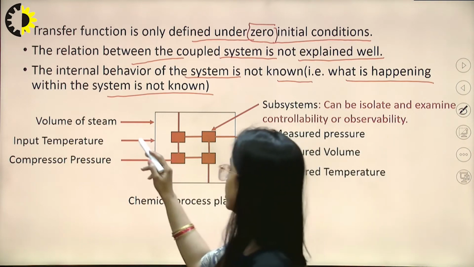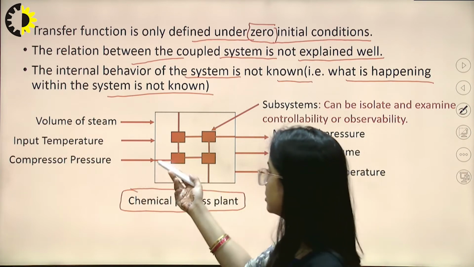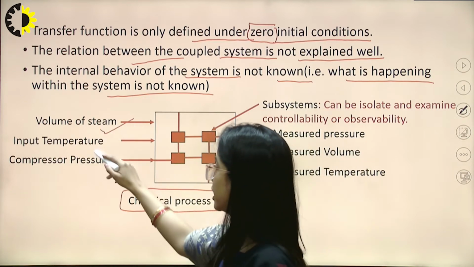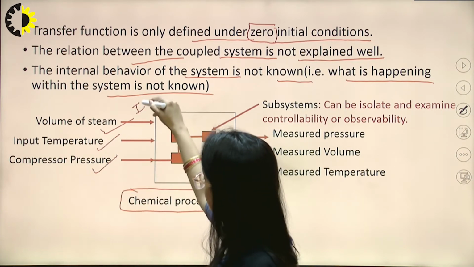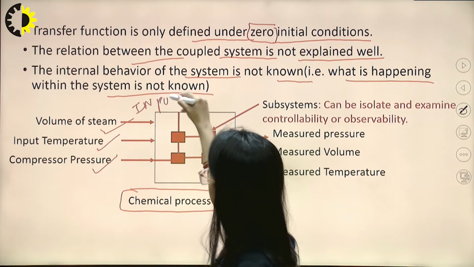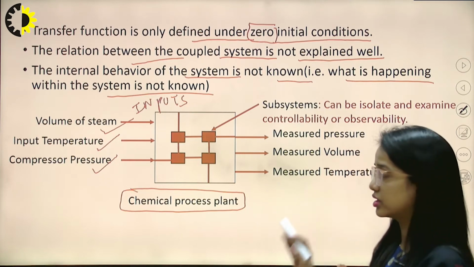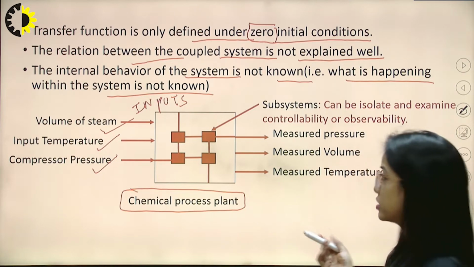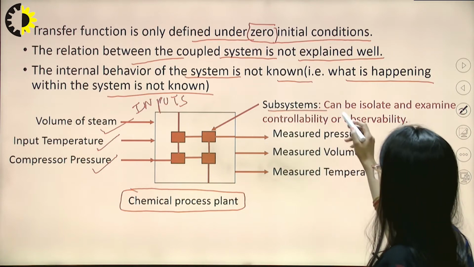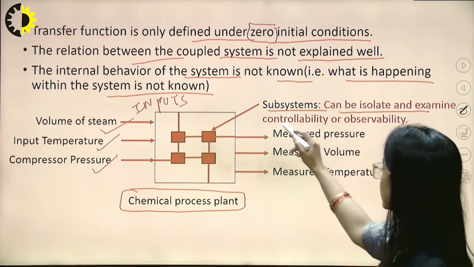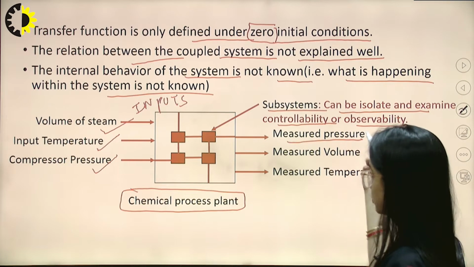Here we can see that it is a chemical process plant, and here we have volume of steam, input temperature and compressor pressure. These are the number of inputs to the system. Some processing is taking place inside the plant. Now here we can call it different subsystems, which can be isolated and examined for controllability and observability. Measured pressure, so these are the outputs.